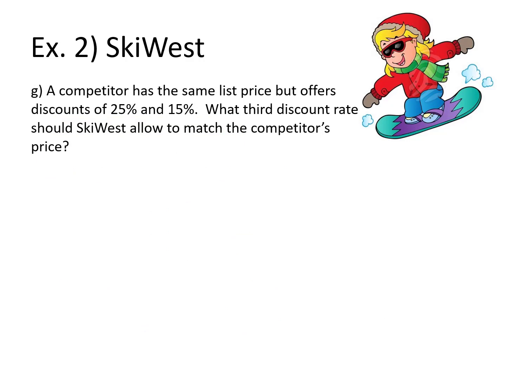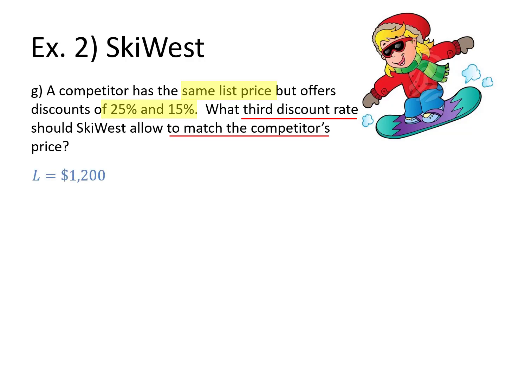Part G, a competitor has the same list price but offers discounts of 25% and 15%. What third discount rate should Ski West allow to match the competitor's price? So we're going to ignore part F, the previous part we just did, and instead we're going to talk about competing with another snowboarding manufacturer. So Ski West's discounts are 20% and 15%. This company has the same list price as Ski West, but their discounts are a little bit higher at 25% and 15%. So what third discount rate should Ski West allow to match the competitor's price?